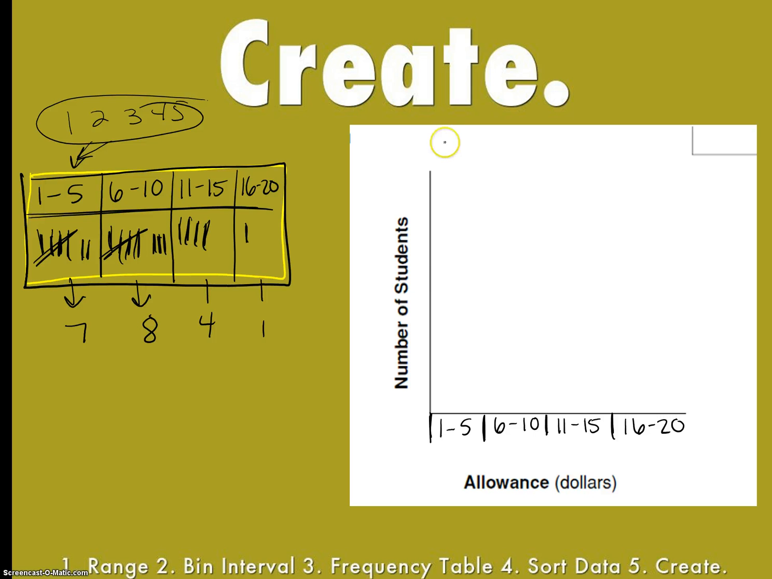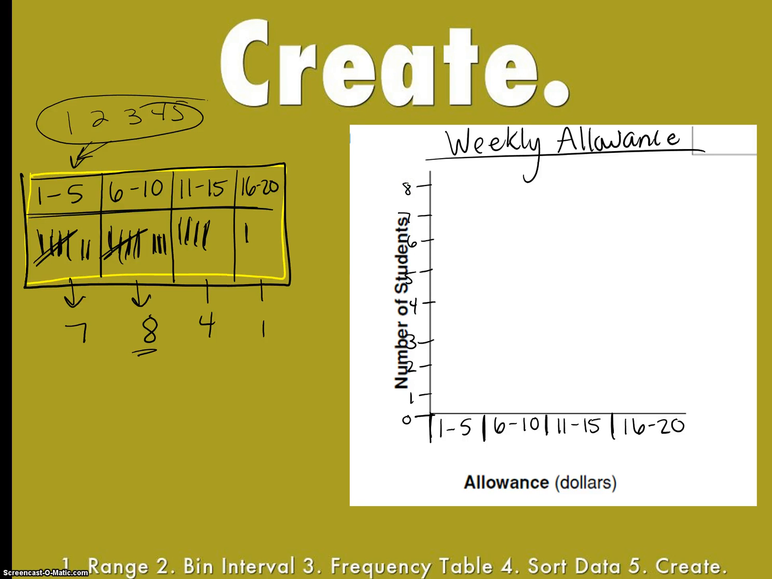And I'm going to have my title be Weekly Allowance. Again, I capitalize everything but prepositions. Now I need a frequency. So frequency here is going to start at 0. I don't need a break because I have numbers in 1 through 5. So I have 1, 2, I have to go up to 8: 3, 4, 5, 6, 7, 8.